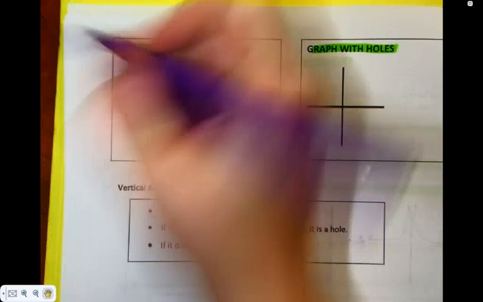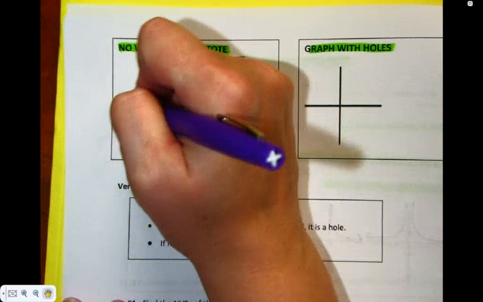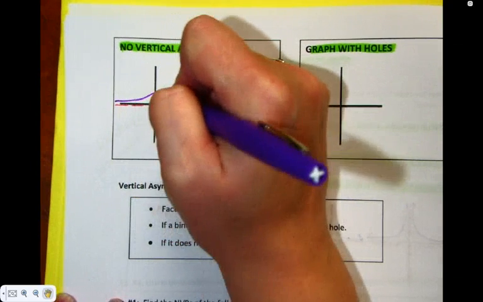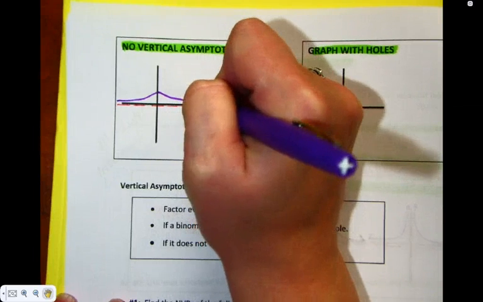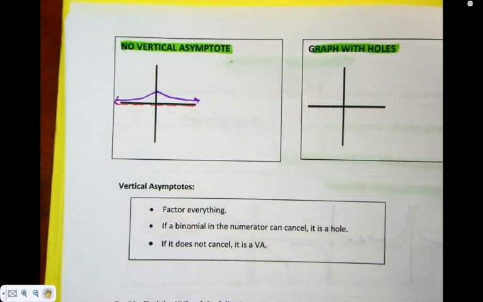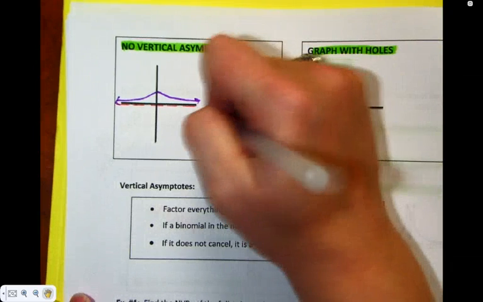And it always looks like this. It approaches the asymptote at the left. It's got a little tiny bump in the middle, and it approaches the asymptote on the right. Speed bump.